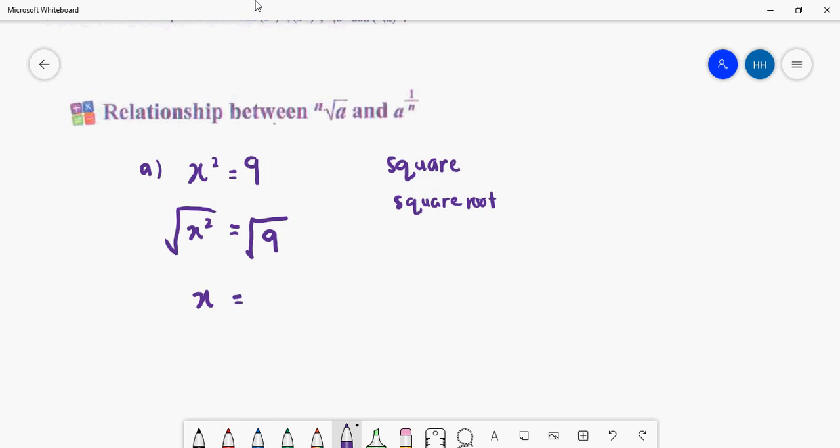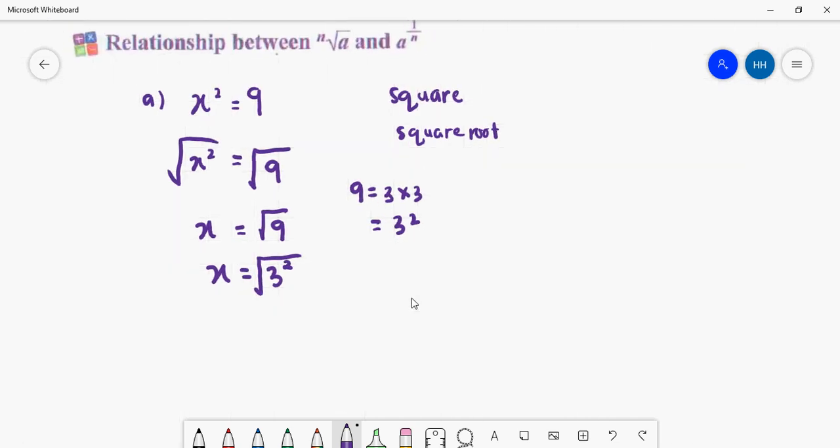Equals square root of 9, and 9 can be written in base 3. 9 is equal to 3 times 3, so 9 is equal to 3 square. So you can write this as 3 square. Don't forget the square root. x equals square root of 3 square. And then again, you can use the square root to eliminate the square. So x is equal to 3.